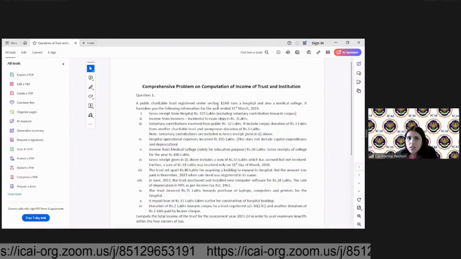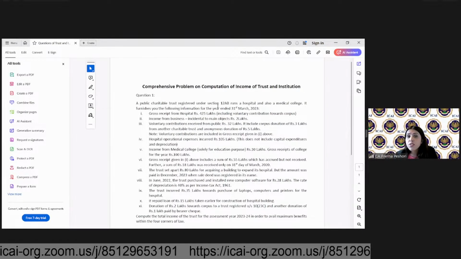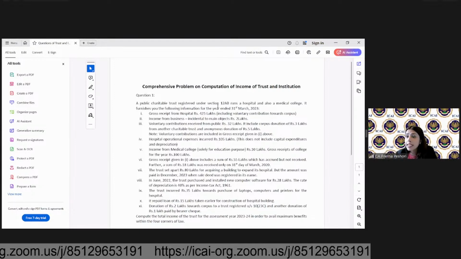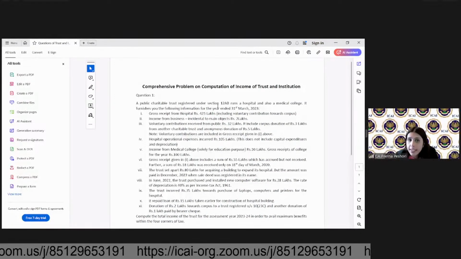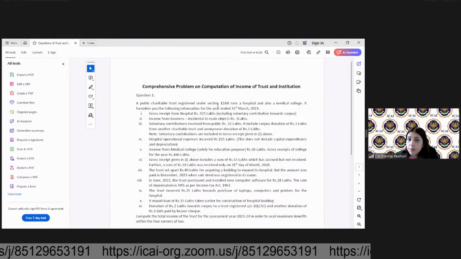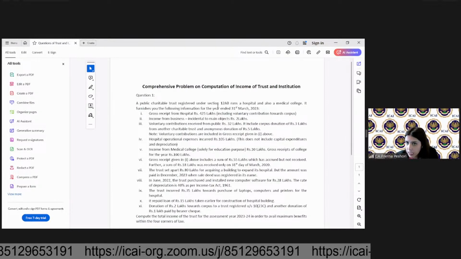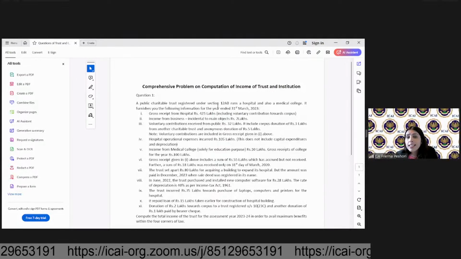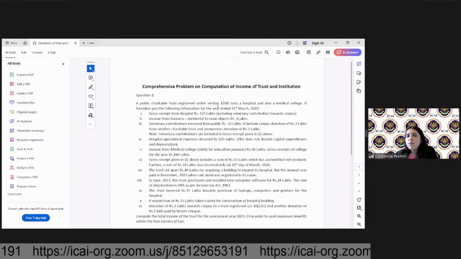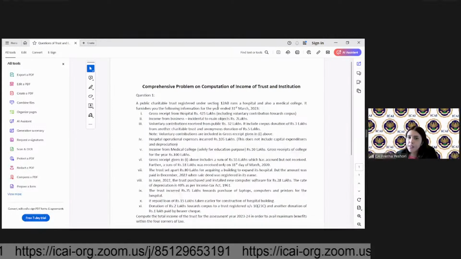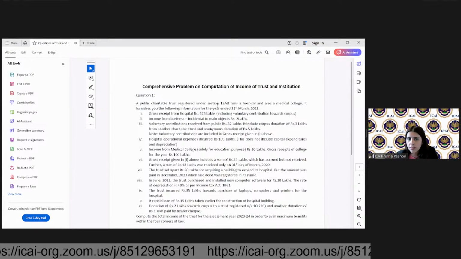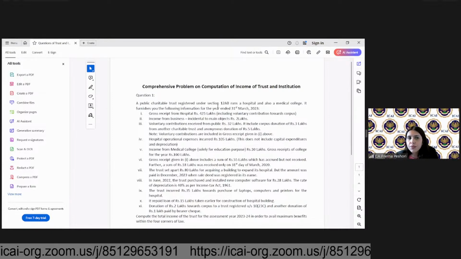Now, this is the trust which is registered under 12AB. With this, we have also quickly revised the registration procedure for the trust. Okay. So now this trust has been registered under 12AB and it also has a medical college. It has a gross receipt from the hospital worth 425 lakhs, including the voluntary contribution towards the corpus. Now what will be the effect of this?